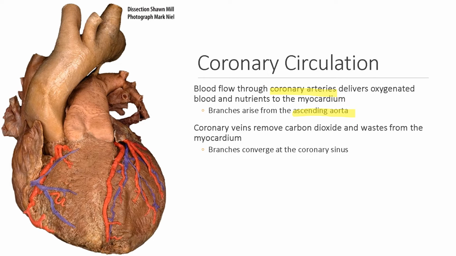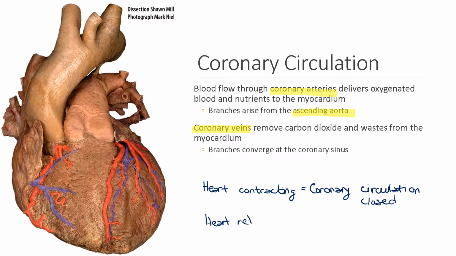Now, while the heart is contracting, little blood flows into the coronary arteries because they're kind of squeezed shut. When the heart relaxes, however, the high pressure of the blood in the aorta will propel blood through the coronary arteries into the coronary capillaries and then into the coronary veins. So when the heart is contracting, coronary circulation, we could say, is closed. And then when the heart is relaxing, coronary circulation is open.